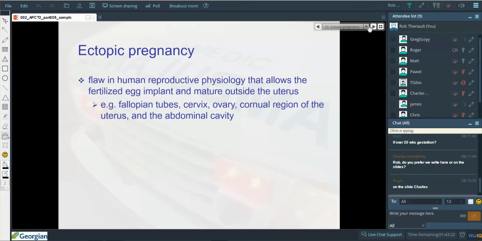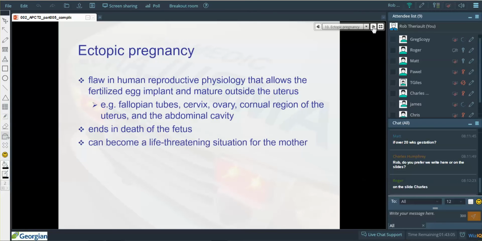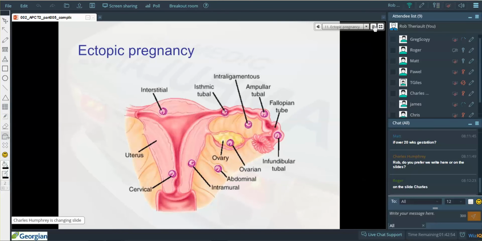So places where an ectopic pregnancy may occur include the fallopian tubes, the cervix, the ovary, the cornual region of the uterus, and the abdominal cavity. And I've got an image coming up here. So this ends in death of the fetus, obviously, and can be a life-threatening situation for mom. It's a leading cause of pregnancy-related deaths during the first trimester, and usually happens within about the first 6 weeks. And moms usually present with severe, sharp lower abdominal pain. So these are some examples of places where a fertilized egg may begin to develop.